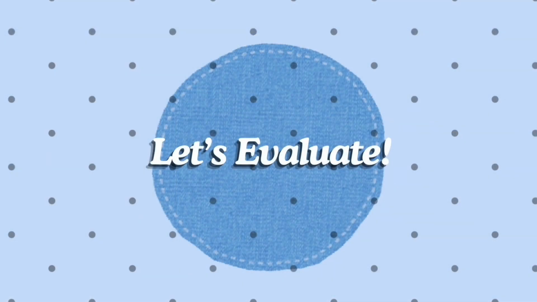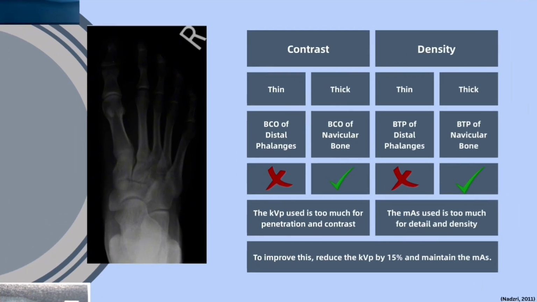Now, let's try to evaluate exposure factor on a few radiographs. For this radiograph, the KVP used is too much for penetration and contrast. This is because the thin structure, which is the BCO of distal phalanges, cannot be seen, and the thick structure, which is the BCO of navicular bone, can be seen. And the MAS used is too much for detail and density. This is because the thin structure, which is the BTP of distal phalanges, cannot be seen, and the thick structure, which is the BTP of navicular bone, can be seen. To improve this, reduce the KVP by 15% and maintain the MAS.